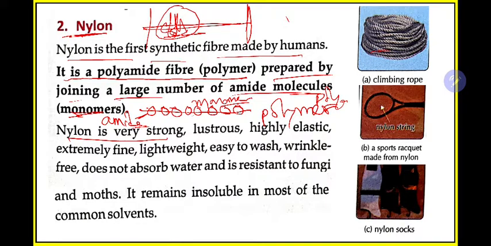Nylon is very strong. We all know nylon is very strong. Then it is lustrous. Lustrous means having luster, that means having some shining nature. Then highly elastic. You know elastic. What is elasticity? You can stretch it. Then extremely fine quality. Then lightweight. Nylons are very lightweight. Easy to wash. You can wash nylon easily. Then wrinkle free. There will be no wrinkle in nylons.